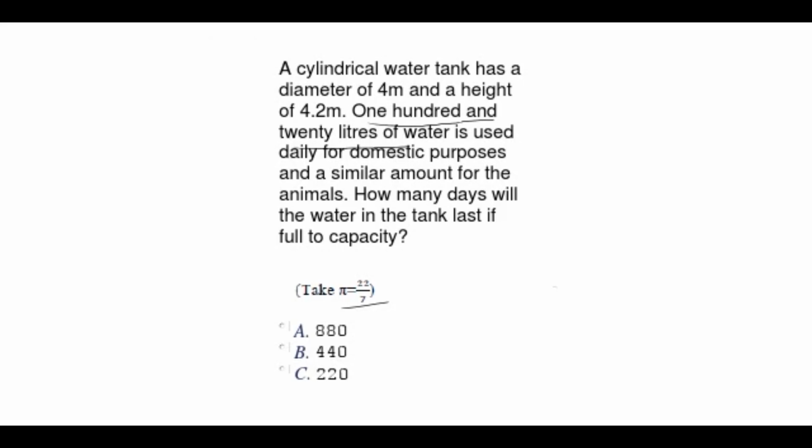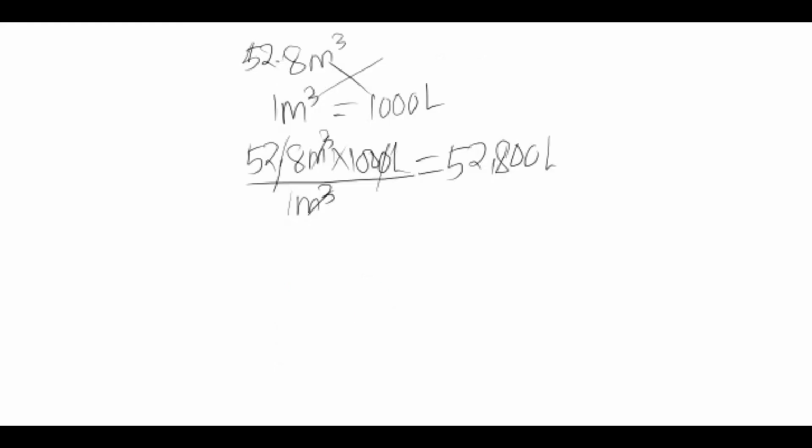We were told 120 liters of water is used daily for domestic purposes, and then a similar amount for the animals. So we have 120 liters for domestic purposes, plus the same amount for animals, 120 liters. This will give us 240 liters. So in a day, water used is equal to 240 liters.